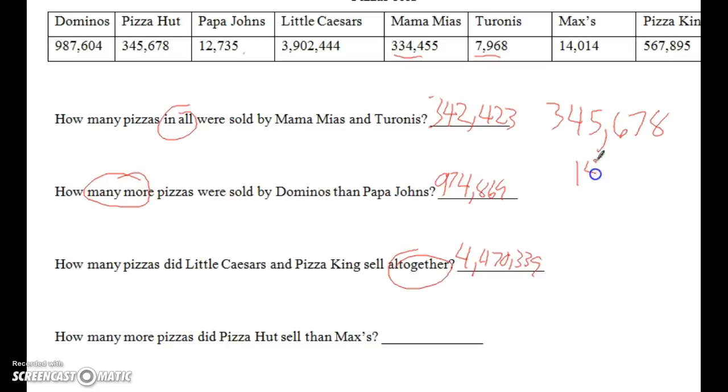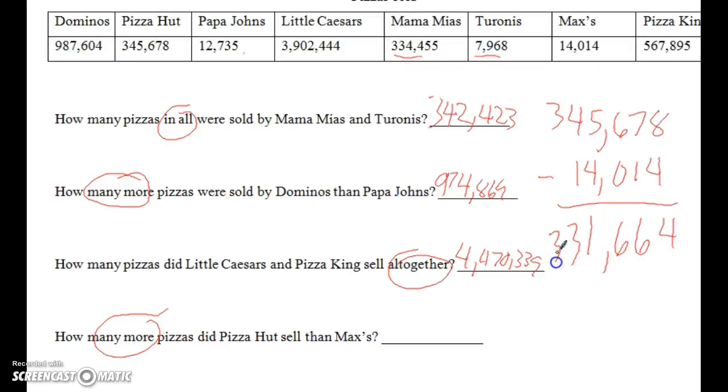Max's, 14,014. And how many more, minus again. So I'm going to be subtracting 8 minus 4, 7 minus 1, 6 minus 0, 5 minus 4, 4 minus 1. Wow, I didn't even have to regroup on anything. How lucky was that? 331,664.